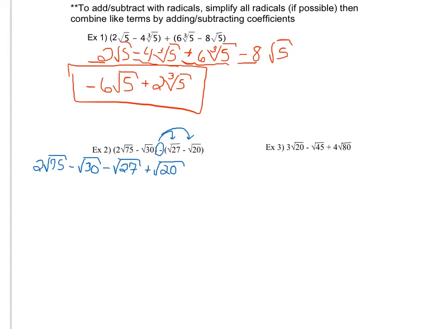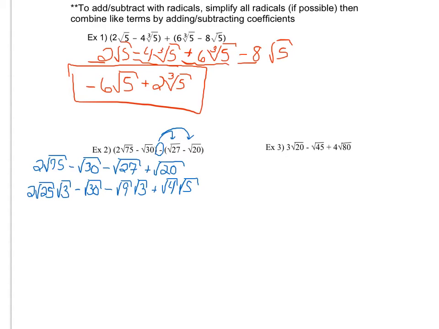Unlike the first one, these radicals can be reduced or simplified. I see 75 has a perfect square of 25 in it, so I'm going to break that into 25 times 3. 30 does not have any perfect squares in it. 27 has a 9 in it. And 20 has a 4 in it.